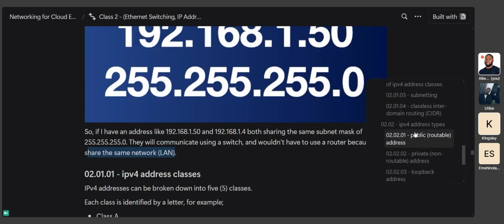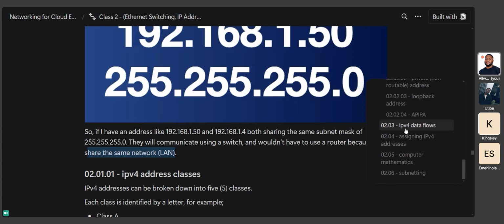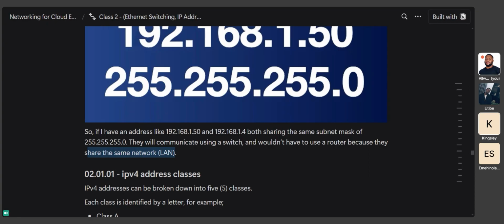And then we also want to talk about types of IPv4 addresses: public addresses, private addresses, loopback addresses, what they call APIPA, and then IPv4 data flows, assigning IPv4 addresses, computer mathematics, and then subnetting in a whole lot more detail.